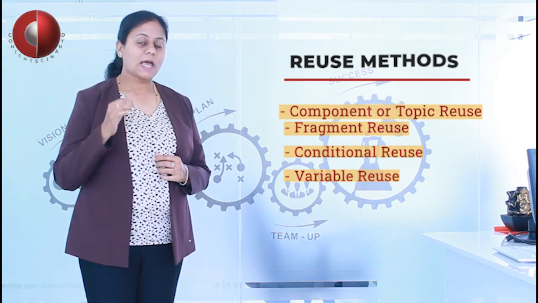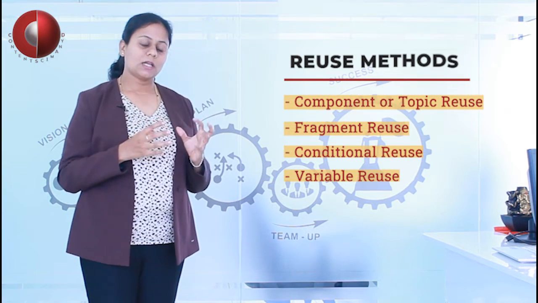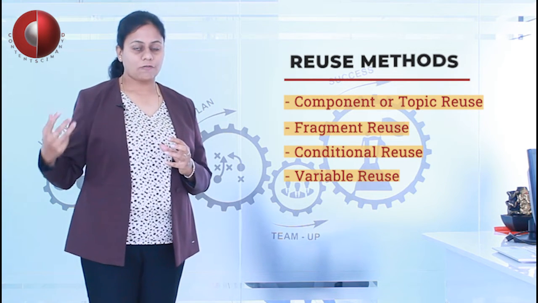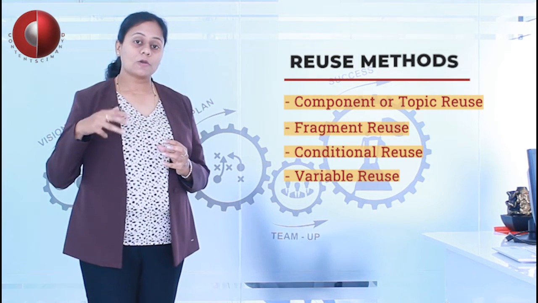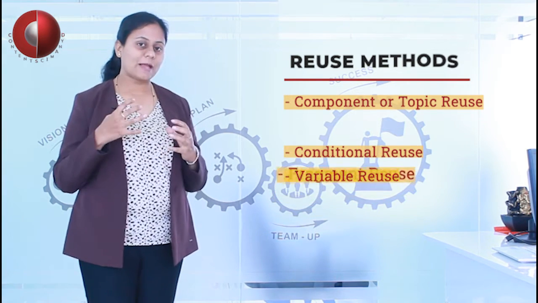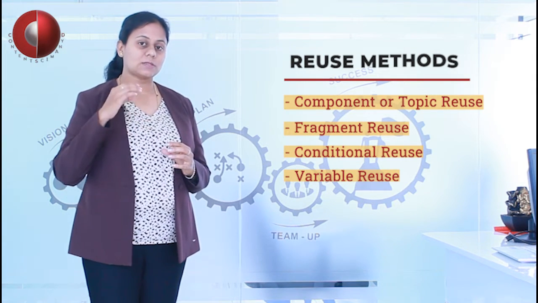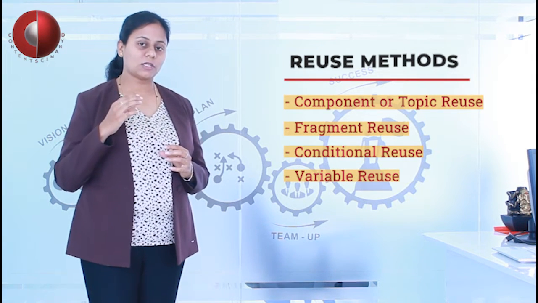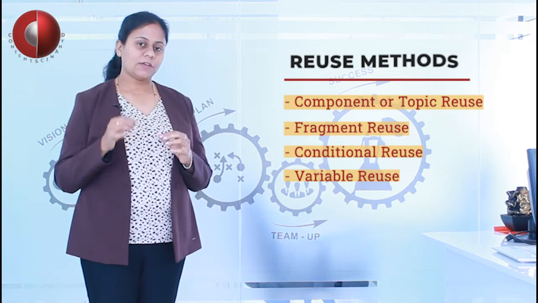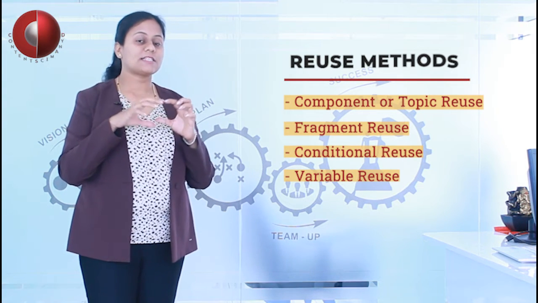In component and topic reuse, the whole topic is reused in different places of a document or across different documents. In fragment reuse, the fragments of the topic are used. Fragments are nothing but a smaller part of the component or a topic. Say, for example, in a topic, if you have written a note, then that note is a fragment.